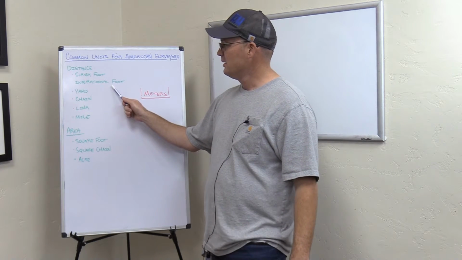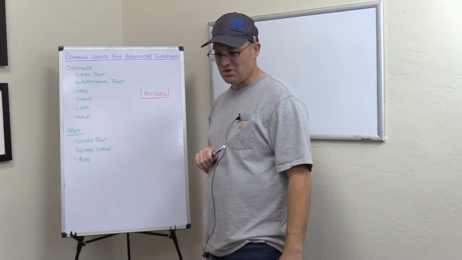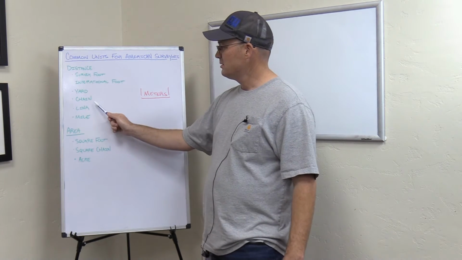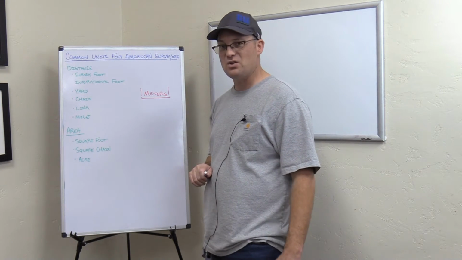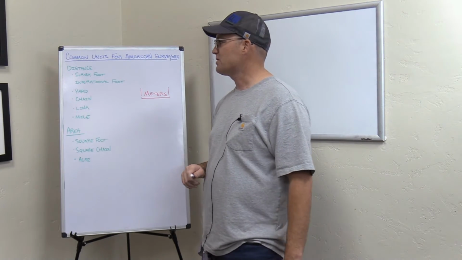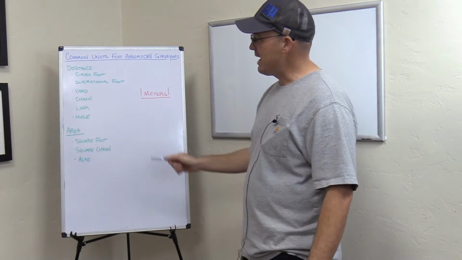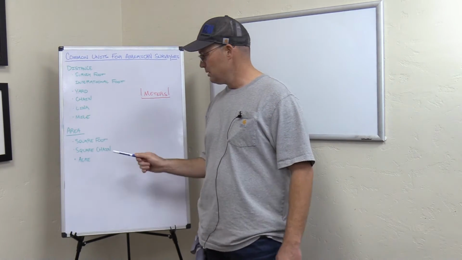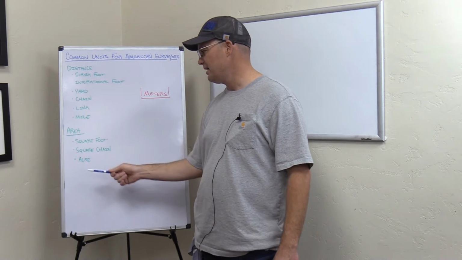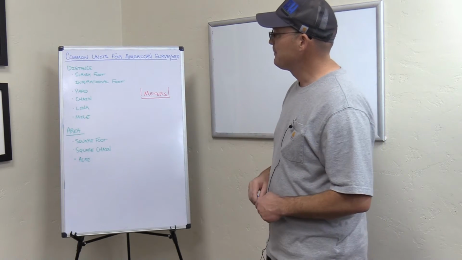We can't change it. Okay, then we have the yard, which is 3 feet. We have the chain, which is 66 feet. We have the link, which is, there's 100 links in a chain, so a link is 0.66 feet. Then we have the mile, which is 80 chains or 5,280 feet. Okay. Then for area, we have the square foot. We have the square chain, which we don't use very much, but it's useful. And I'll teach you why. And we have the acre. Okay. So those are the units that we use in the United States.